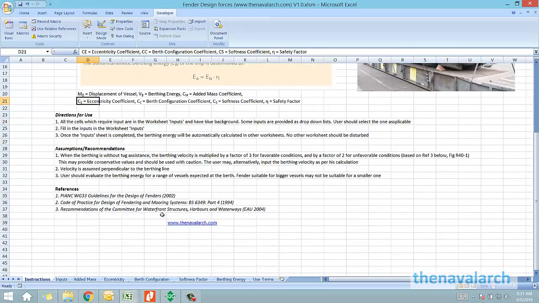This spreadsheet is based on certain codes, standards and guidelines. The PIANC WG 33 Guidelines for Design of Fenders, 2002, is used here. Then the BS 6349 Part 4, 1994, which is the Code of Practice for Design of Fendering and Mooring Systems, is also used. And the third one is Recommendations of the Committee for Waterfront Structures, Harbors and Waterways, EAU 2004.